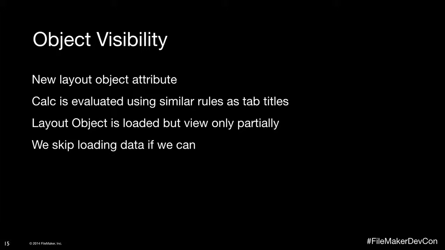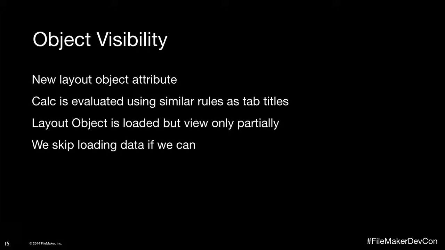Another awesome new feature in FileMaker 13 is programmatic object visibility. This allows you to take control over the visibility of any object on your layout. So by using a calculation, you can hide a specific layout object. Like I said, we use our dependency tree to update the calcs automatically when we can, but we don't always, or we can't always.